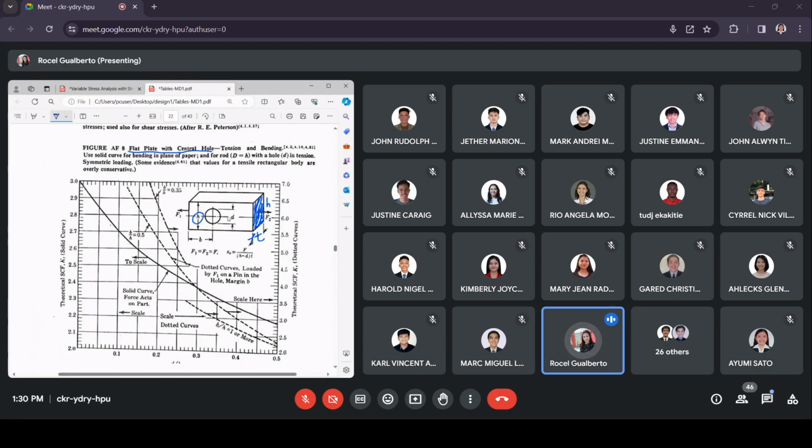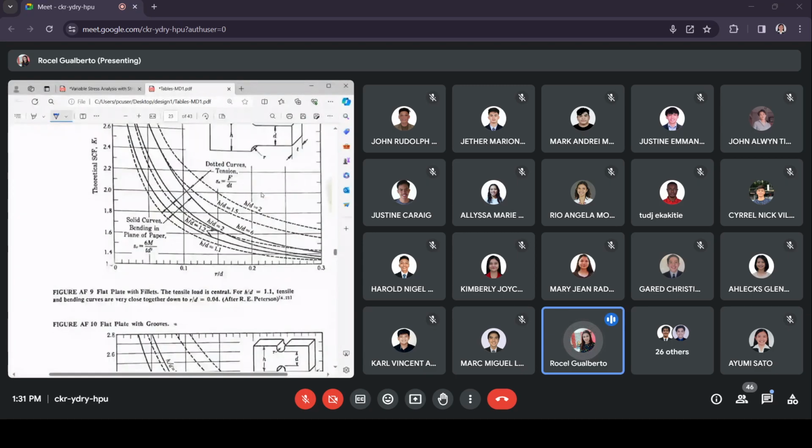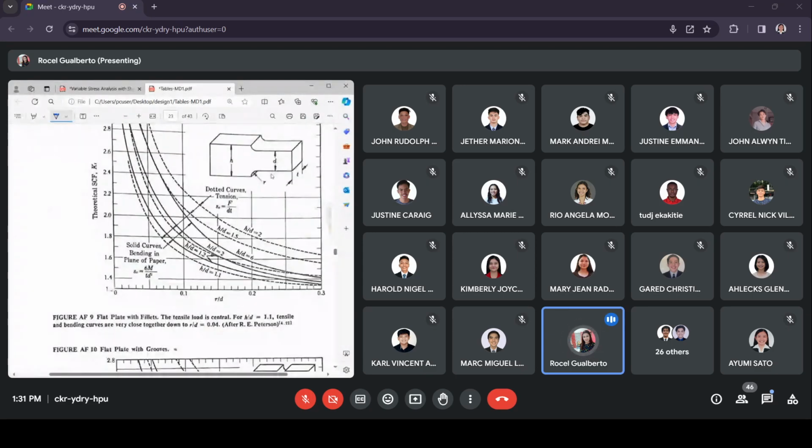So what you need to do is to compare the given problem with the figures here and then see which figure will be applied, whether it is figure AF8 up to figure AF14. So AF9 would be for a flat plate also. This time the stress raiser is a fillet. So you have here the fillet.